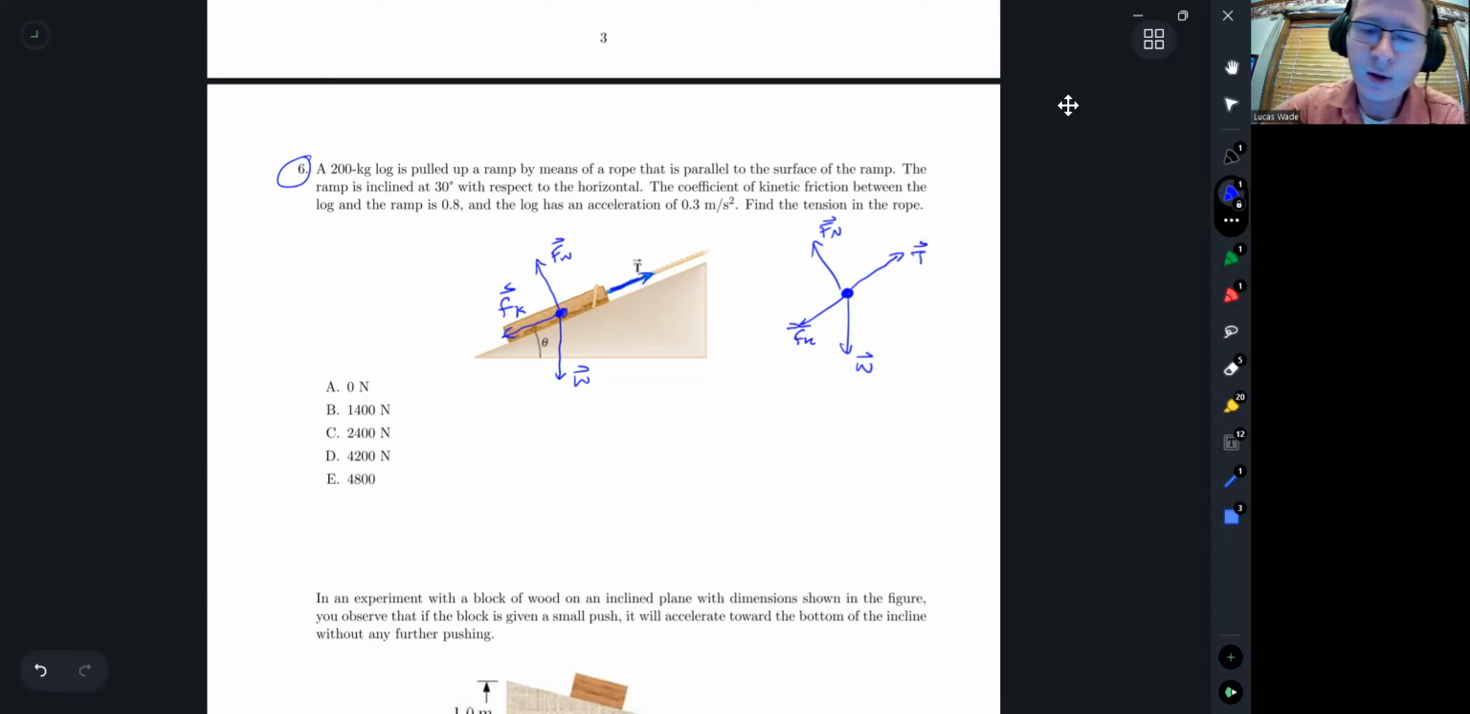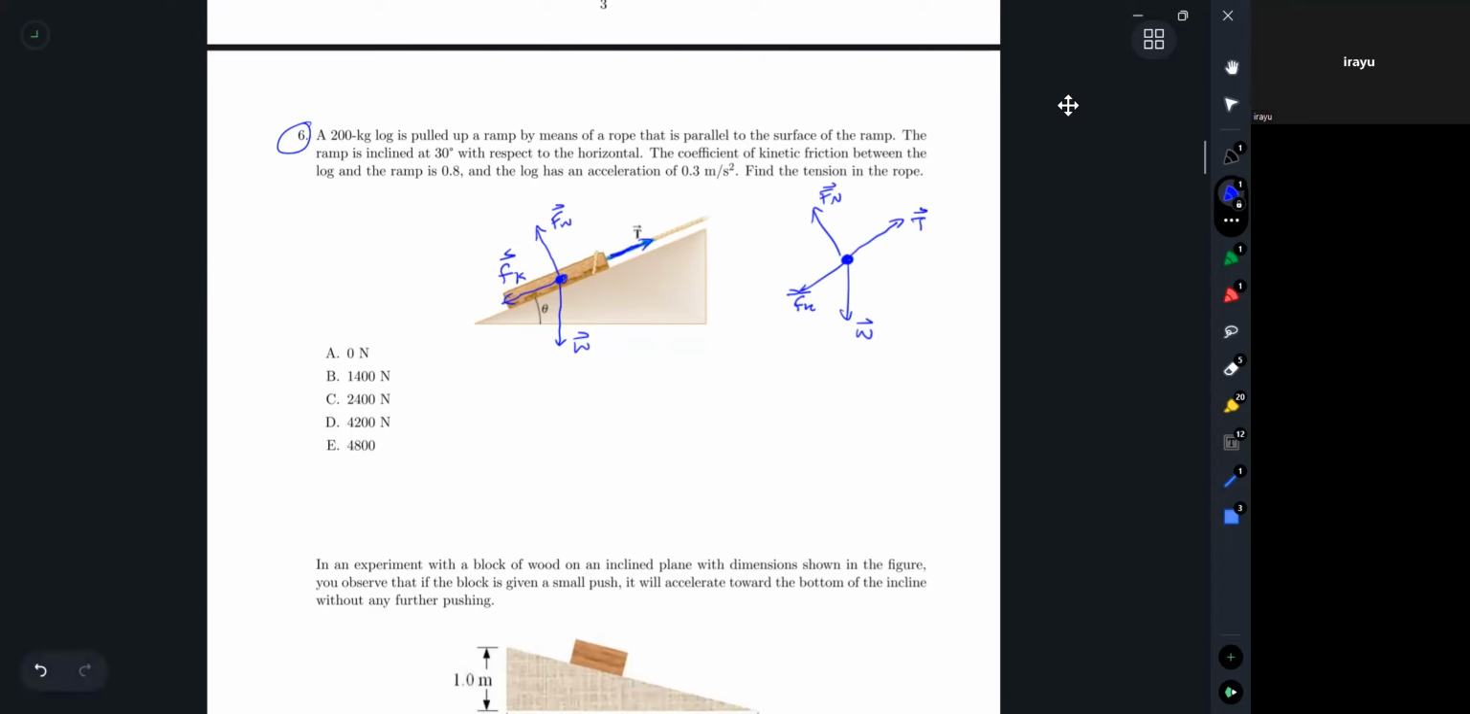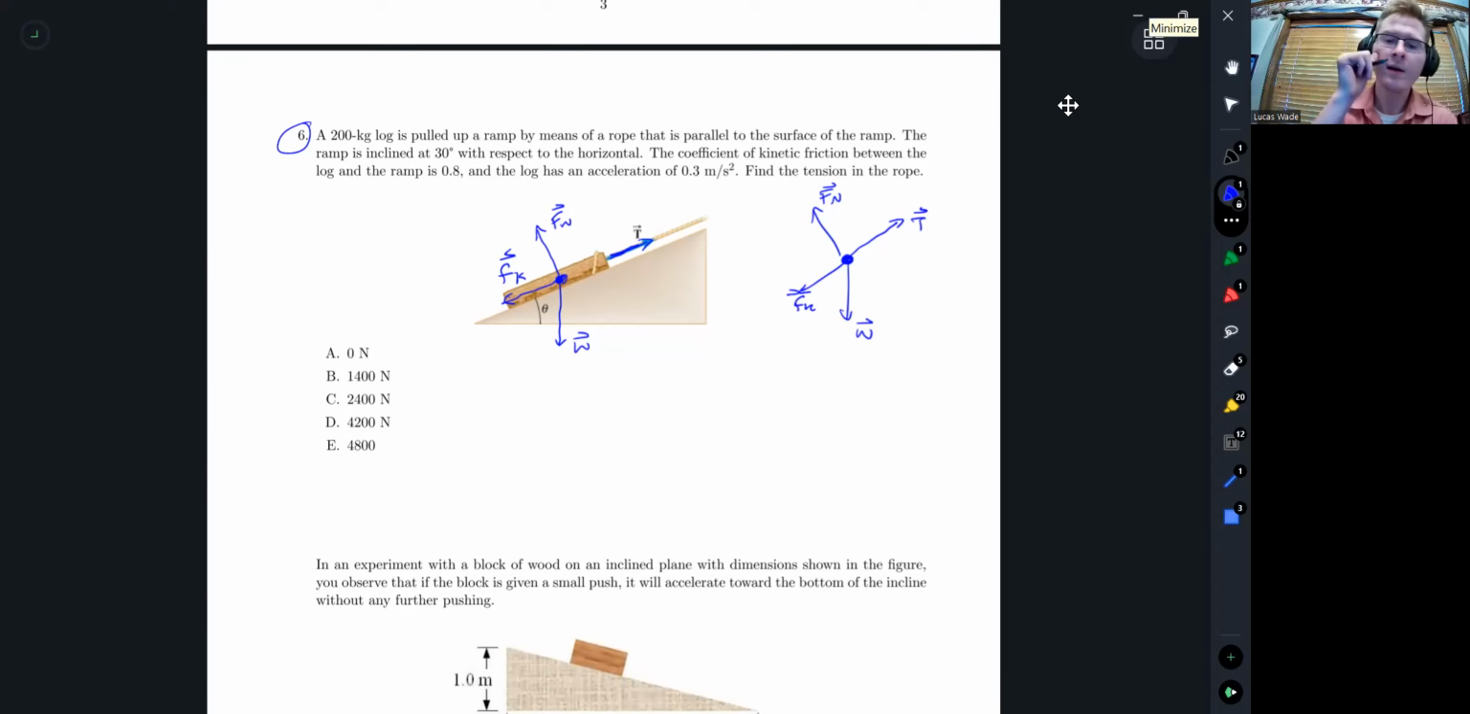So what's a good choice for our axes here? The normal force will be the positive y axis, and the kinetic friction will be along the negative x-axis. Yeah, I think that's a good choice. A lot of times it's good to save yourself some work by choosing the positive direction for the x-axis to be the direction of the acceleration.